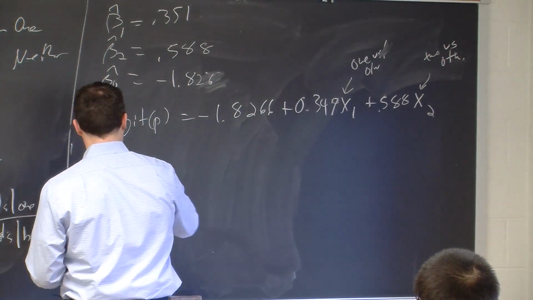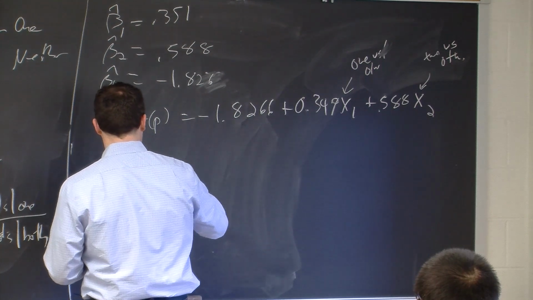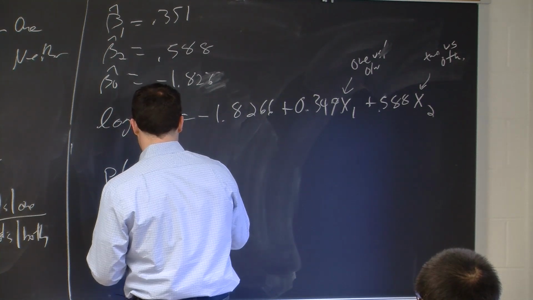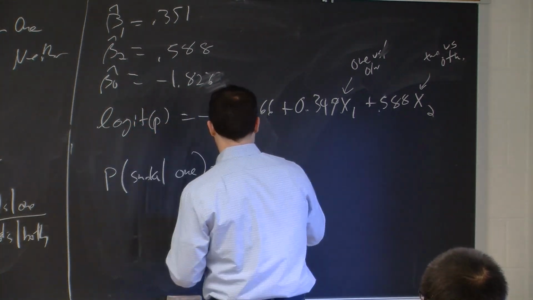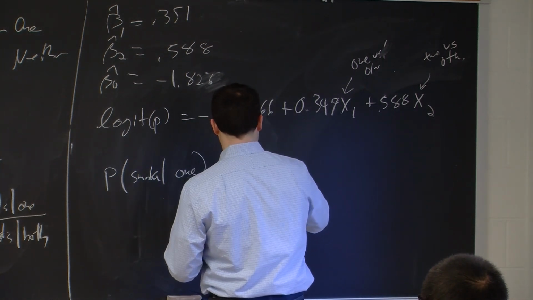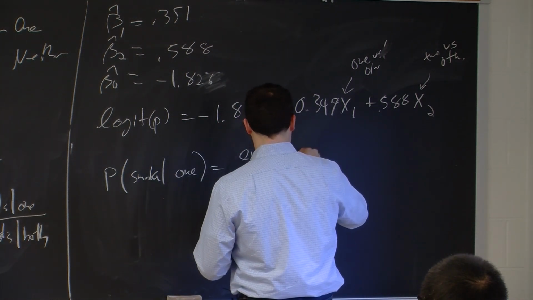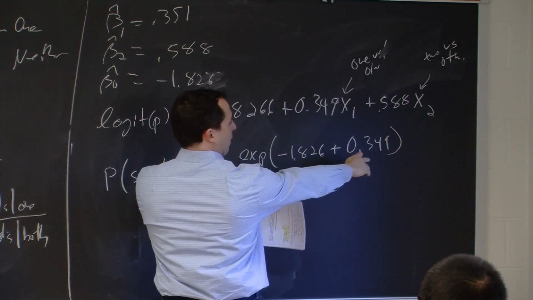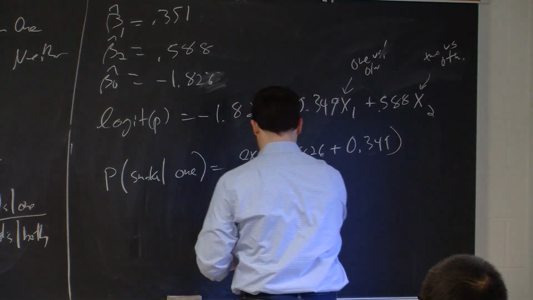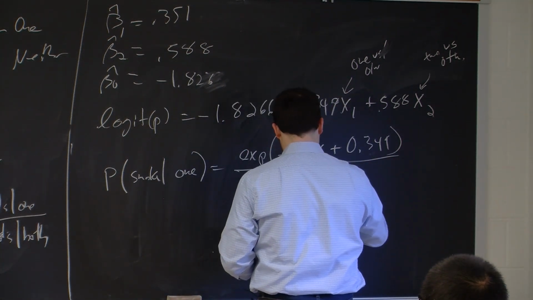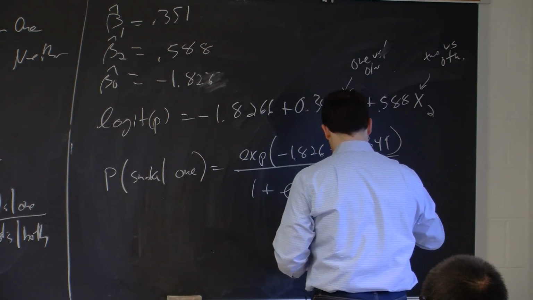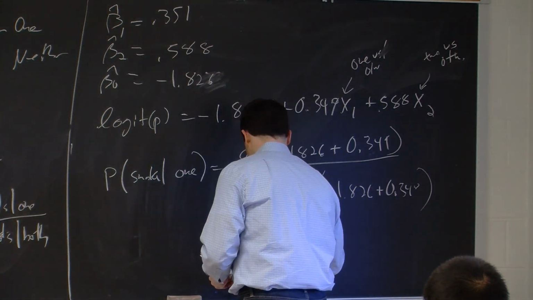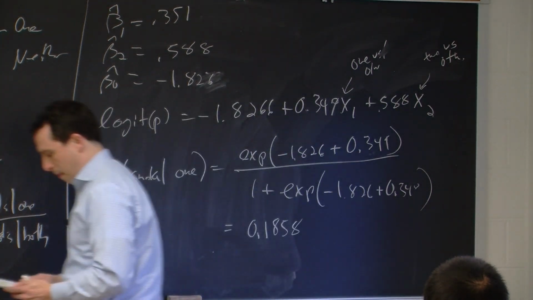For example, P of smoke given 1 is e to the minus 1.826 plus 0.349, where we pick up the term that corresponds to one parent smoking, divided by 1 plus e to the minus 1.826 plus 0.349, which equals 0.1858. So if you need to recover the probability, you get it that way.